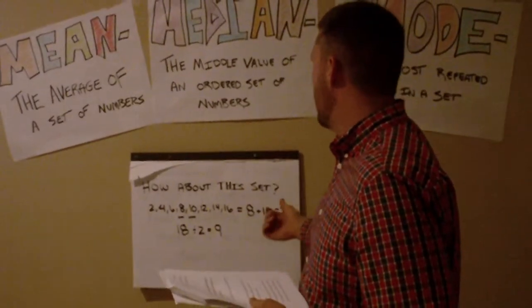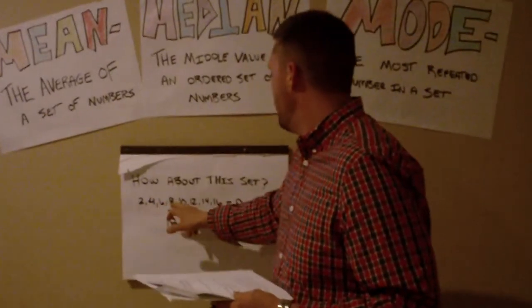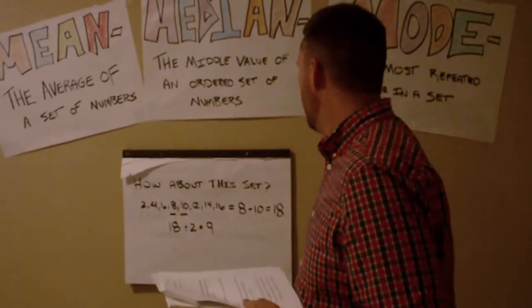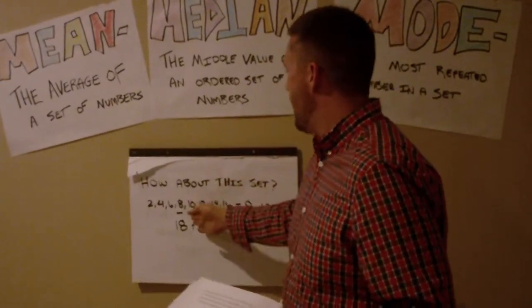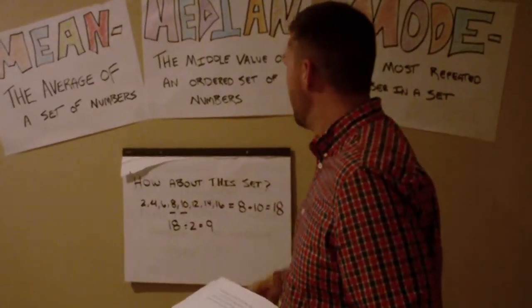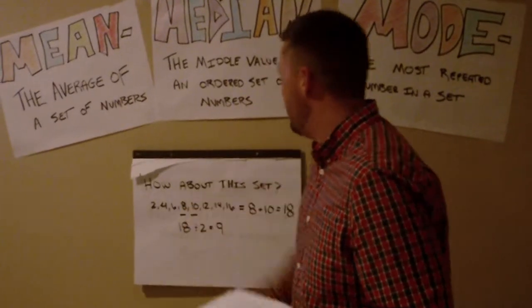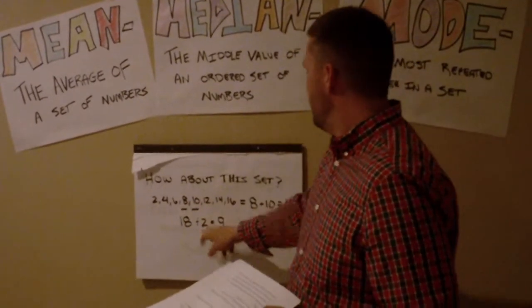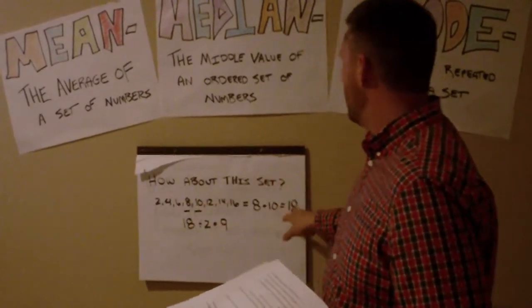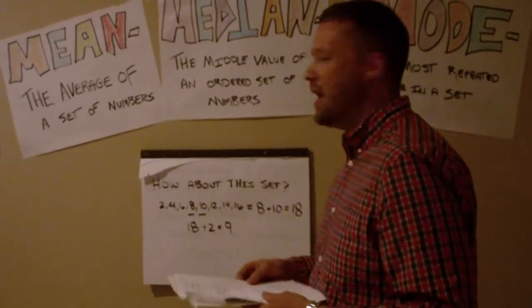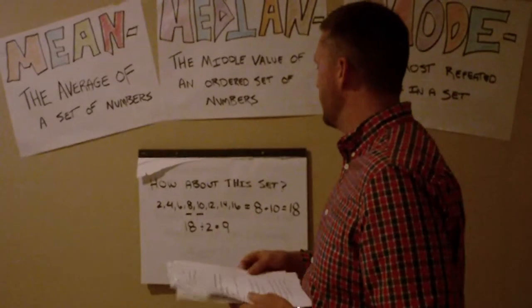How about this set here? We have 1, 2, 3, 4, 5, 6, 7, 8 numbers. So here we have an even amount. So we don't have an odd amount, we can't find a number in the middle. So here what you have to do is take the 2 middle amounts you have, add them together, divide them by 2, and that gives you your median. So you take 8 plus 10 equals 18 divided by 2 equals 9. That gives you the median number because you don't have an odd amount.